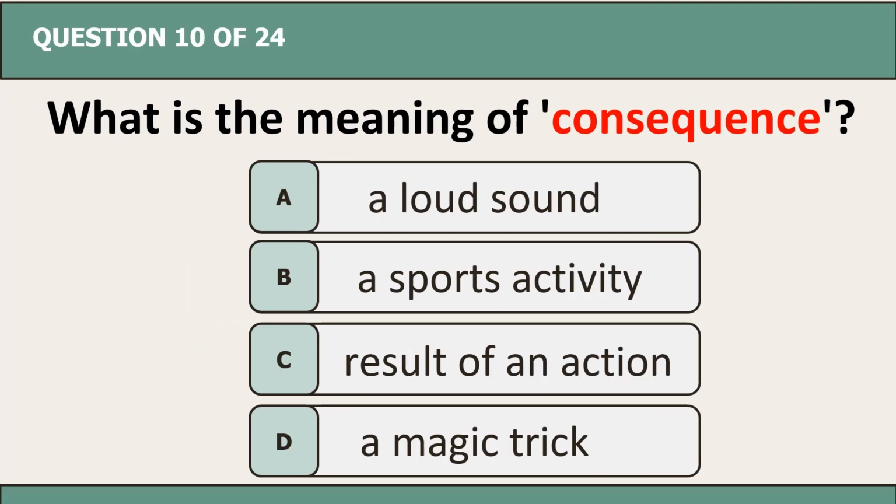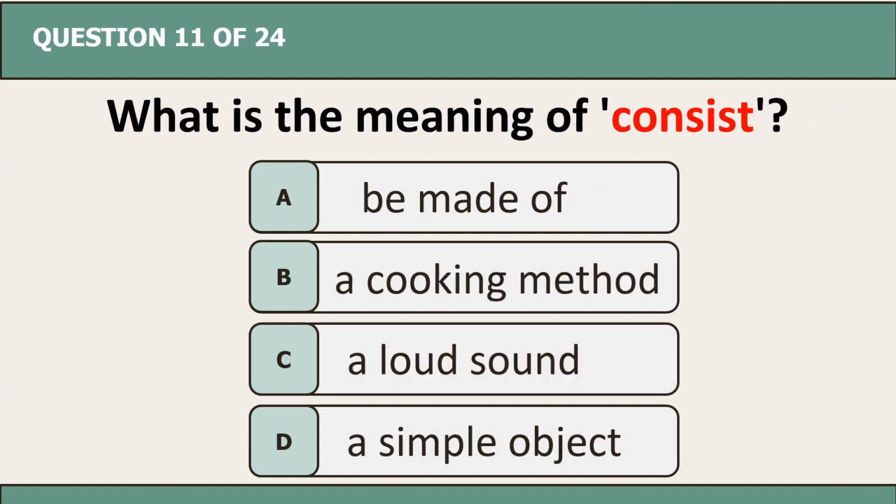Question 10. What is the meaning of consequence? The correct option is C. Result of an action. Question 11. What is the meaning of consist? The correct option is A. Be made of.